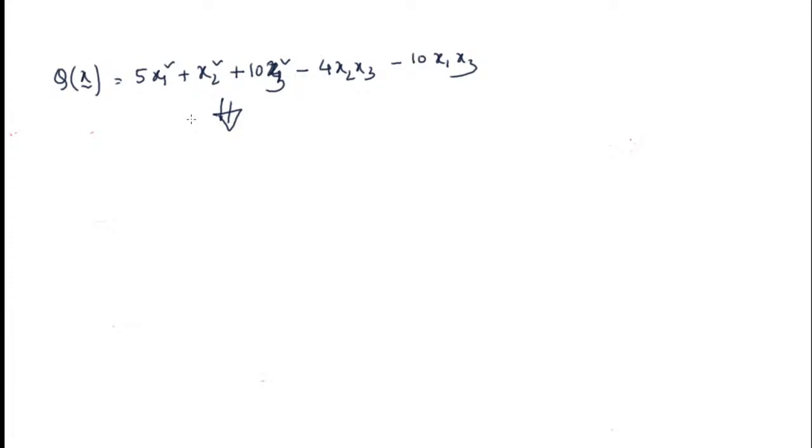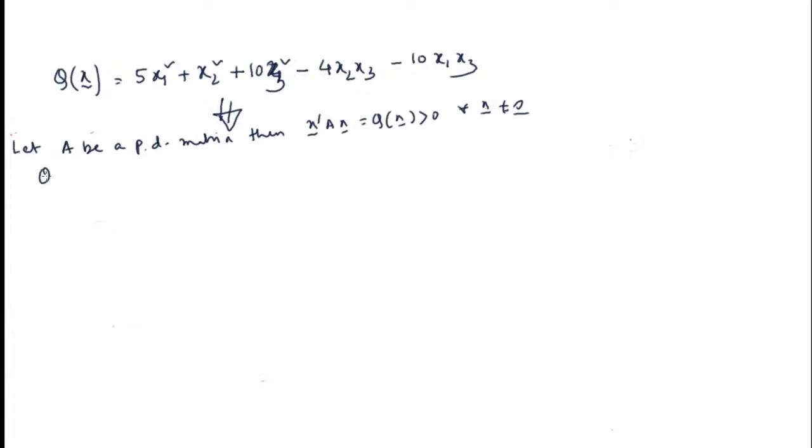The definition of canonical reduction of a quadratic form is: let A be a positive definite matrix, then x prime Ax is greater than 0 for all x not equal to 0, we know it.